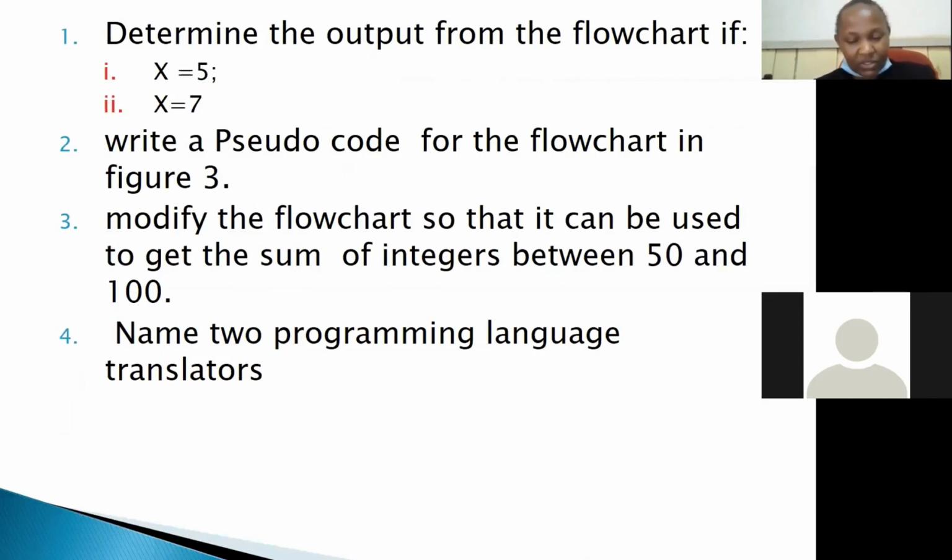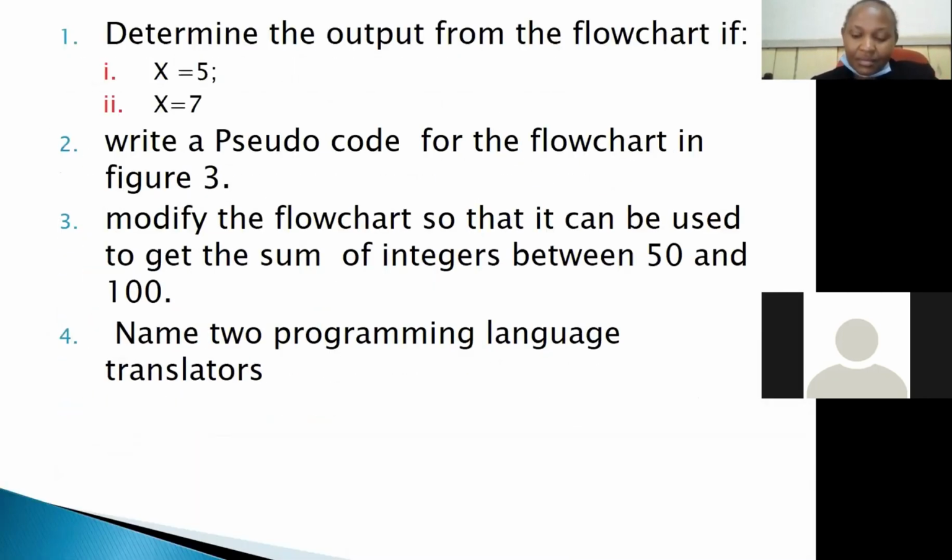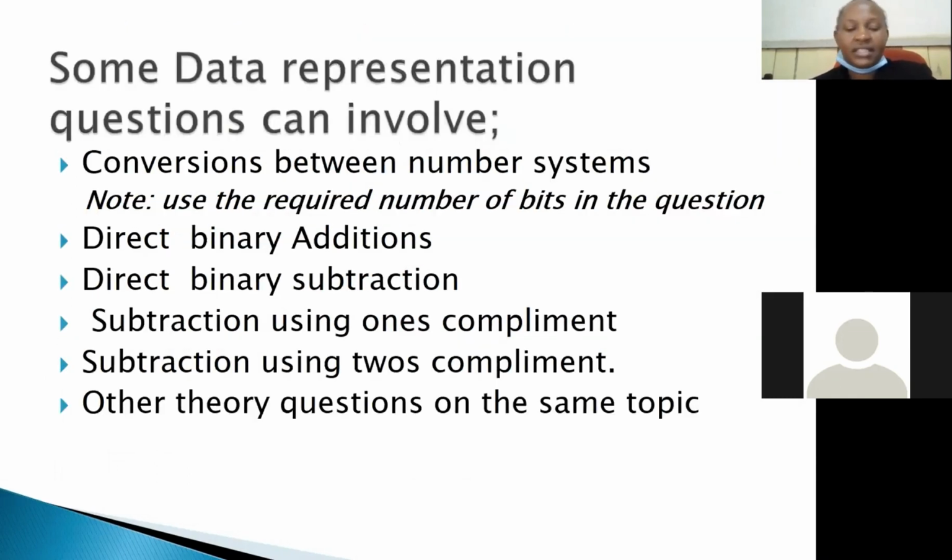Another question that was also tested on that was name two programming language translators. As I have said earlier, you can be taught theory in that: naming, giving advantages, stating, explaining, anything on that topic. The programming language translators we have are compilers, interpreters, and also assemblers. The difference is which language they translate. Now that was question 16.